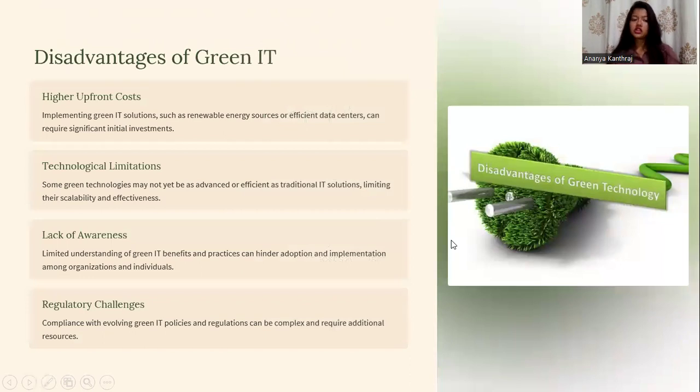Let's look into the disadvantages. When it comes to the disadvantages, we have four main points. First is higher upfront cost. Implementing green IT solutions such as renewable energy resources or efficient data centers can require significant initial investments.